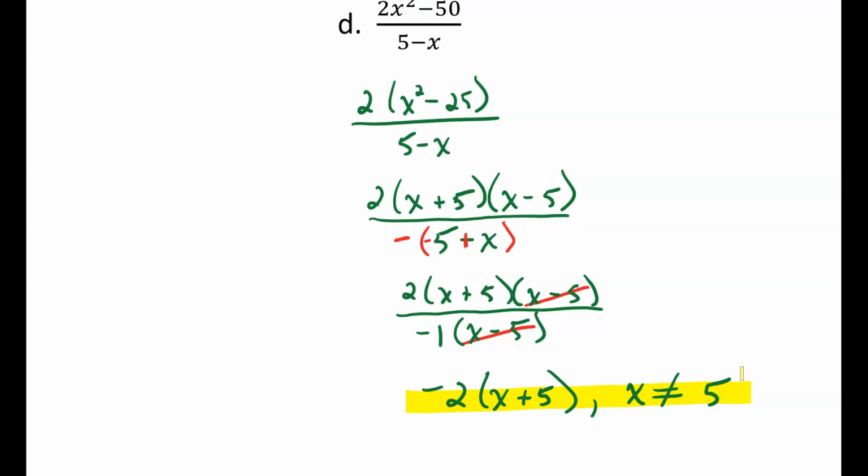All right. So any questions? This kind of goes back to, remember I said it's fully simplified when the factor is positive or -1. In this case, we had to get that negative.